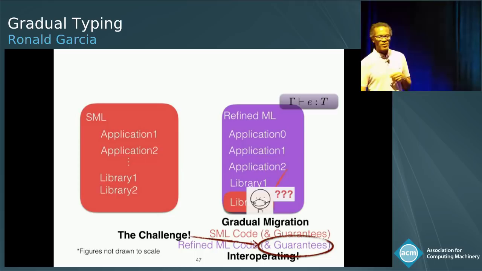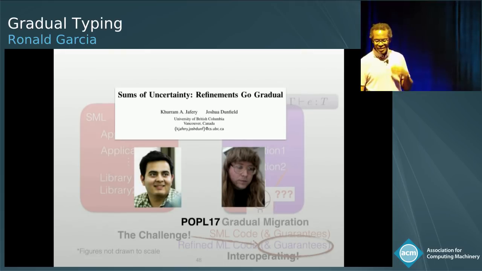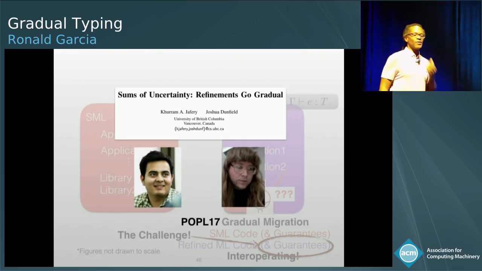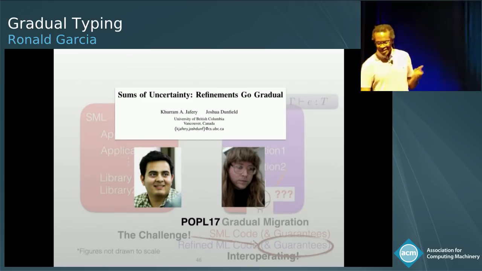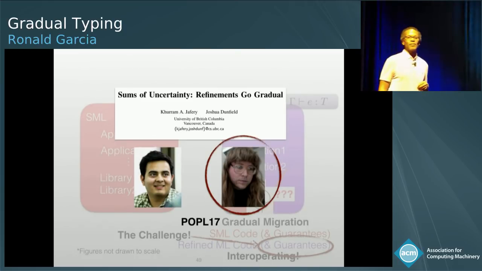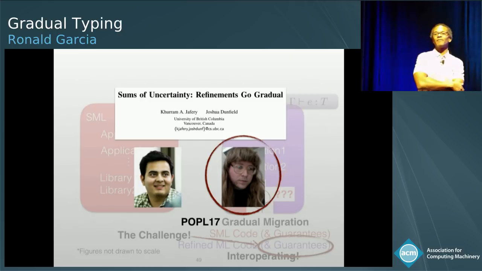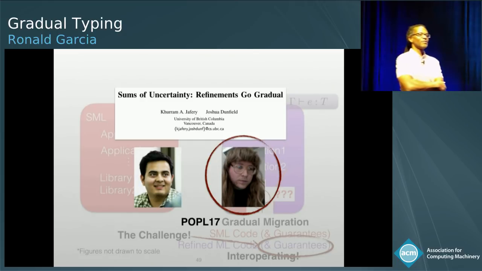Lucky for us, there's people who've been thinking about this, and at last year's POPL, there was a paper that was just making the first beginnings at trying to make gradual typing a reality. Interestingly enough, the second author on this paper, Joshua Dunfield, was indeed one of those grad students who produced a PhD thesis that helped develop the theory of refinement types in the first place. So what a twist.